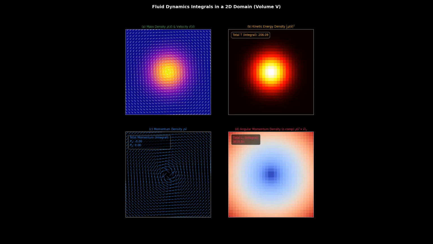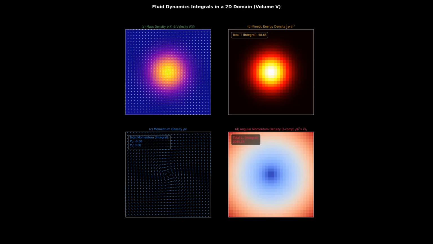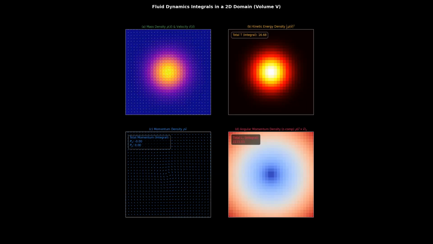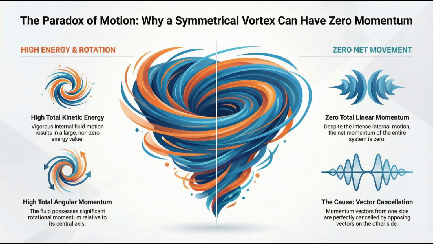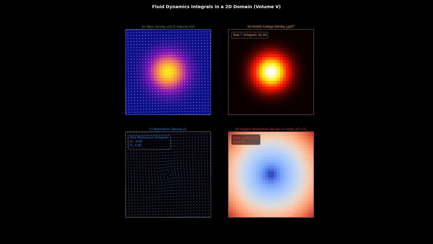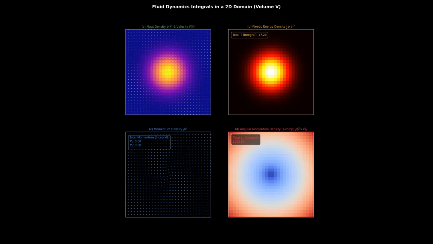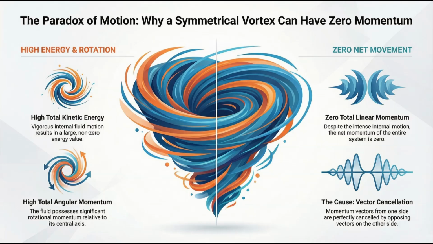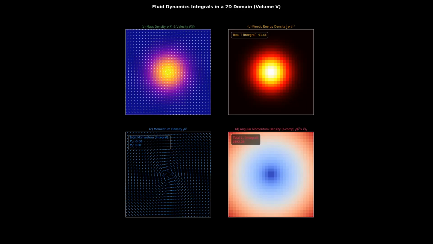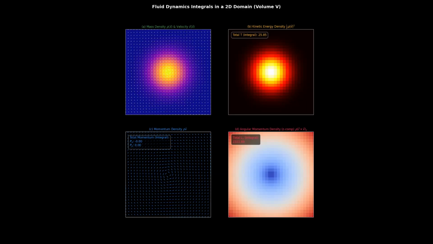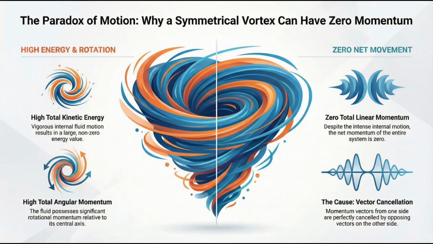And finally, here's where it gets cool. This is the paradox of it all. That total kinetic energy, the scalar, is huge and non-zero because all that motion adds up. But the total linear momentum, the vector, is basically zero. So why is that? Well, for every bit of momentum going one way, there's an equal bit going the exact opposite way on the other side. They just cancel each other out completely. Energy always sums up, but symmetric vector fields can cancel out.